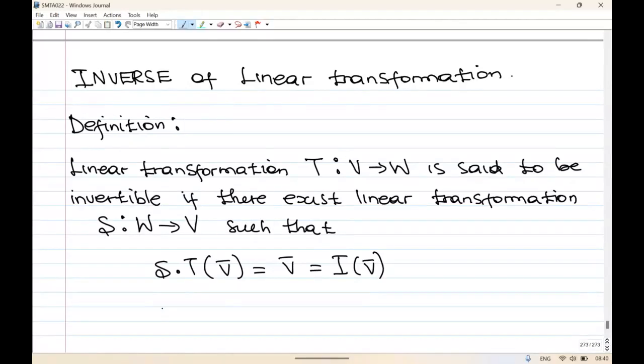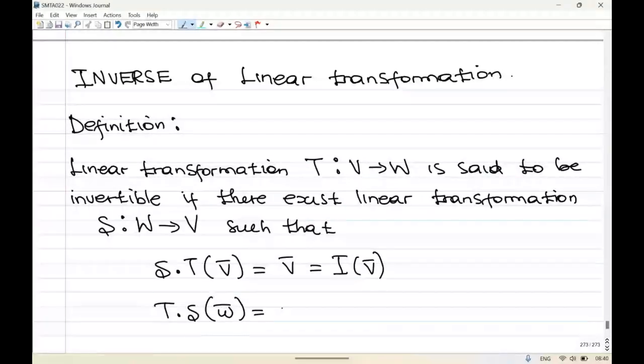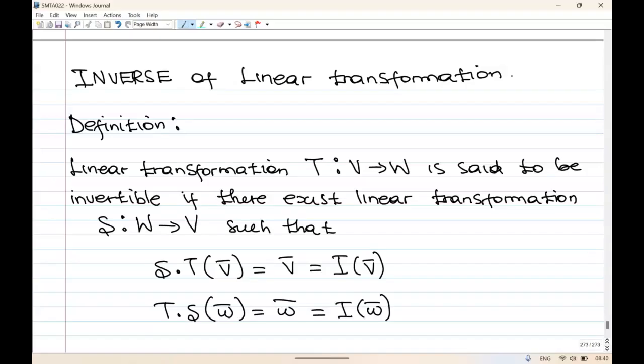Applies even if I have the product of T and S of this vector W, the answer will be equal to the identity that will multiply this W. You are all aware, colleagues, that when you multiply a matrix, any matrix multiplied by the identity, the answer is that matrix. You know that.